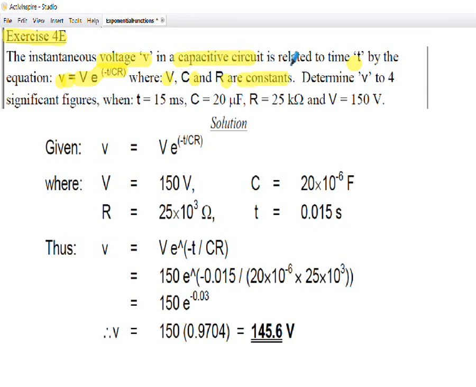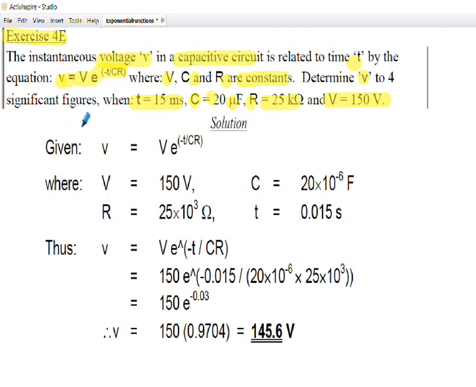We've got to find v, to four significant figures here, when t is equal to 15, and that's milliseconds, so be careful of that. The capacitance is 20 microfarads, so be careful with that. The R is equal to 25 kiloohms, again be careful with that. And V is equal to 150 volts. So we need to be careful of the prefixes here when I extract the information from the question.